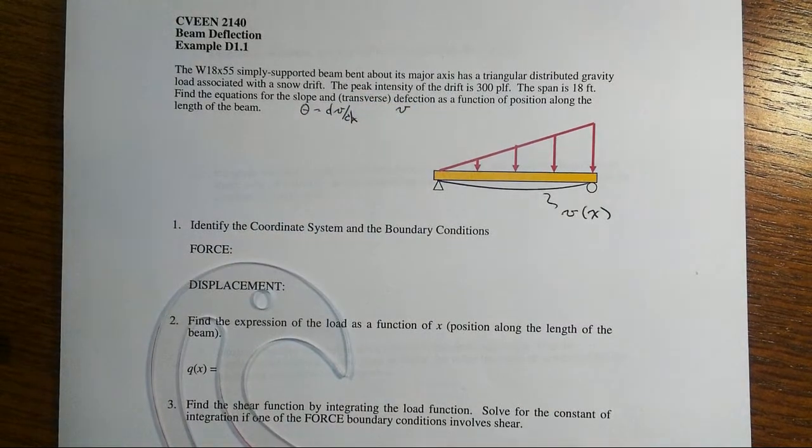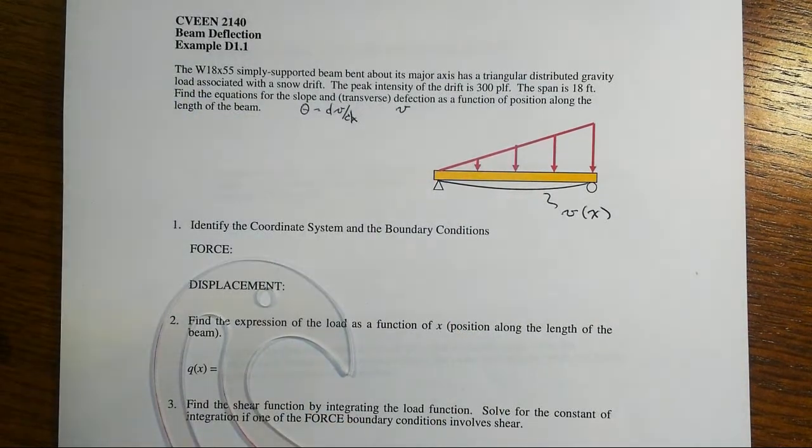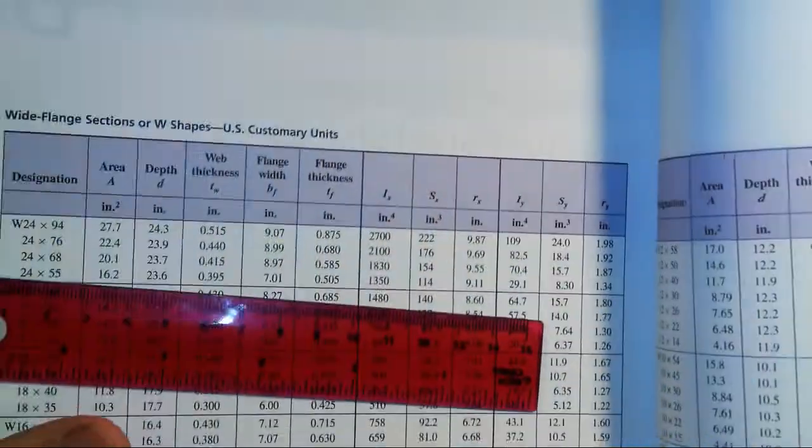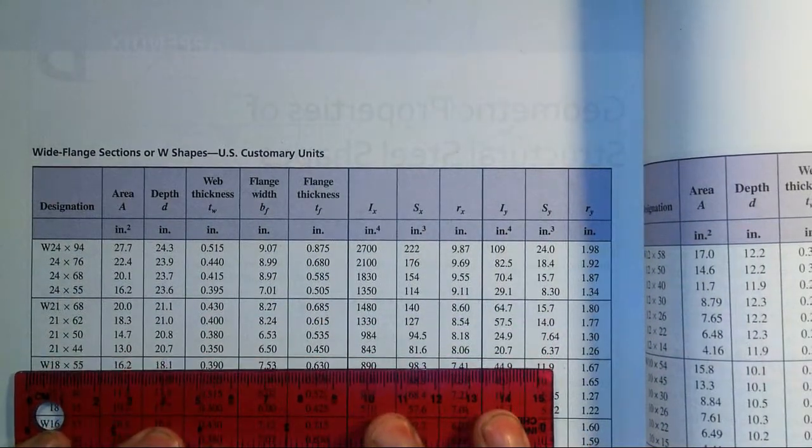and the slope of that, which of course is the first derivative of the transverse deflection along the length of the beam. Alright, that's what we've been asked to do. Now we've been told it's a steel W18 by 55 beam, so eventually we might want some properties. We don't typically memorize these, so we have to go look them up.